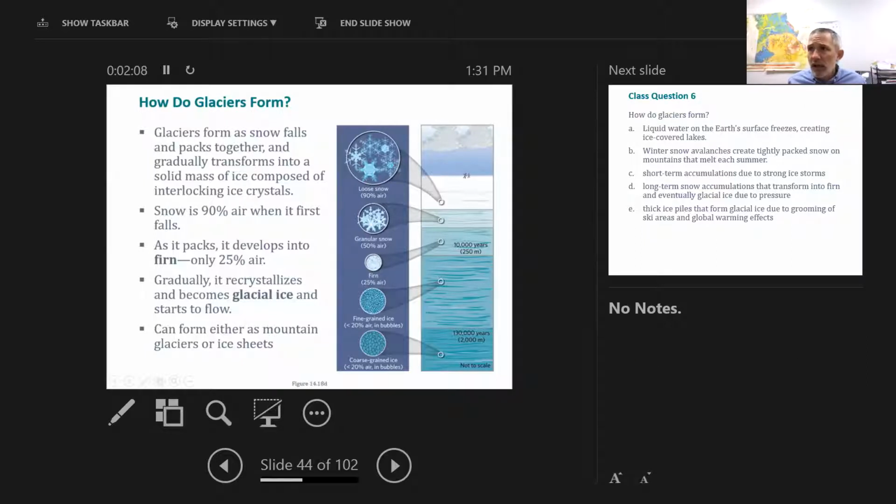And so looking at this image from your textbook, ice that is starting to get compacted, the granular snow contains about 50% airspace. When the ice is compacted to firn, that's about 25% air. And then when it finally becomes this metamorphic rock, which is glacial ice, remember ice is a mineral. And so an aggregate of minerals, a metamorphic rock, here is this glacial ice, and it's going to contain about 20% air bubbles.